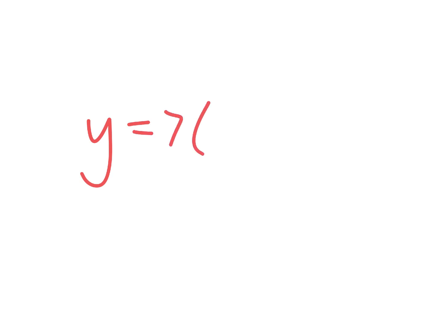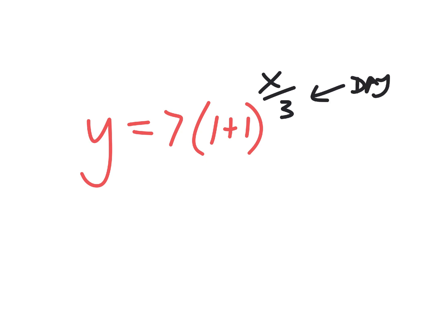7 times in parentheses 1 plus 1. I agree. That's the same as 2, but you're showing that it's 100% growth by doing that. That's good. And then? 2 to the x over 3, and this is in days. You don't have to write this, but it's smart because then when they give you another unit, you won't by accident just slap it in for the x.